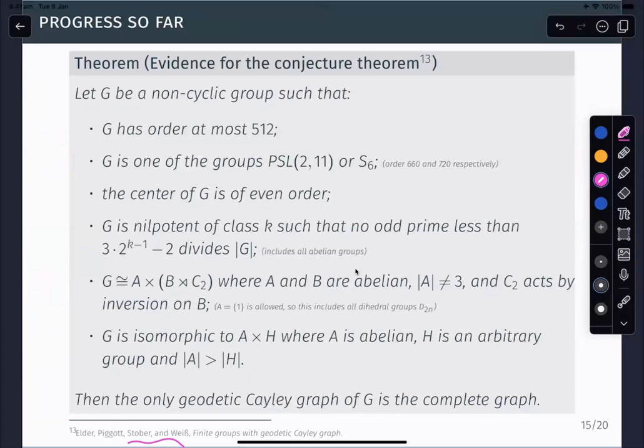If you're a non-cyclic group, blah, blah, blah, the only graph is the complete graph. So we checked every possible generating set up to size 512 group. A couple of other simple groups that we tried. If the center is even order, doesn't matter how big, nilpotent things, some direct products, some other direct products. So basically just an enumeration thing. So it's not a complete answer, but that's our evidence of why we think there's nothing else, because we didn't find anything. So I will pause there.